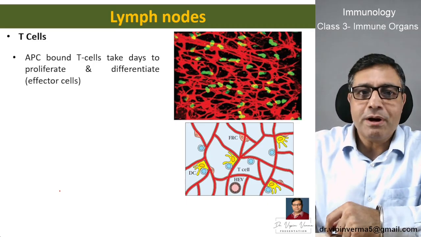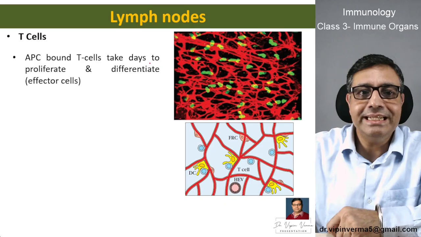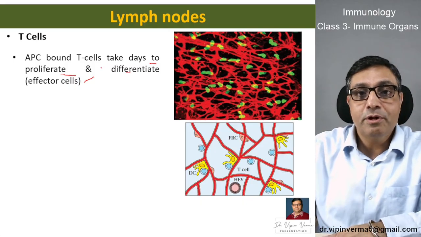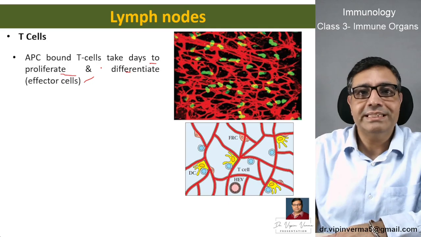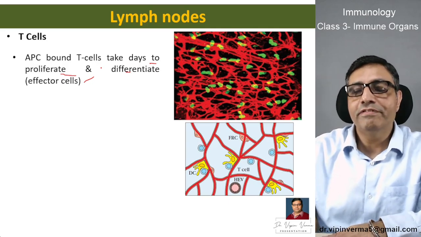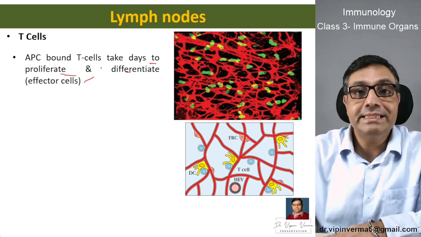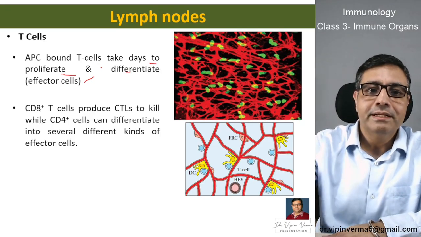So these APC bound T cells, or the antigen presenting cell bound T cells, take days to proliferate and differentiate into the effector cells. It takes some time, sometimes days, because when they are engaged, a lot of signal transduction is happening inside the cell. So we will talk about that in the coming discussions. It takes days to differentiate, and once they are differentiated, they proliferate and form the effector cells.